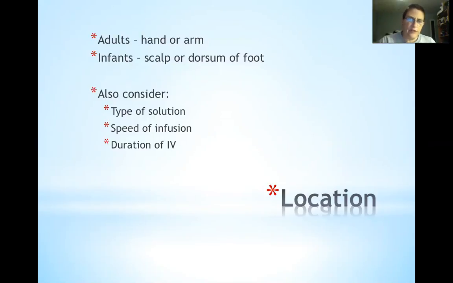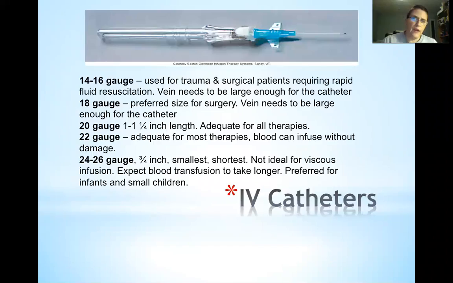And then we also need to consider exactly what type of solution we're going to be running, the speed of the infusion, and how long the IV is going to run. So there are certain types of infusions that have to go in a larger vein. So that would mean that we automatically go to the antecubital area or go for a more special type of IV type. And if we're going to be running an IV at a high rate, then we're also going to go for a little bit larger vein, which might mean further up the arm. So those are all things that we would consider.